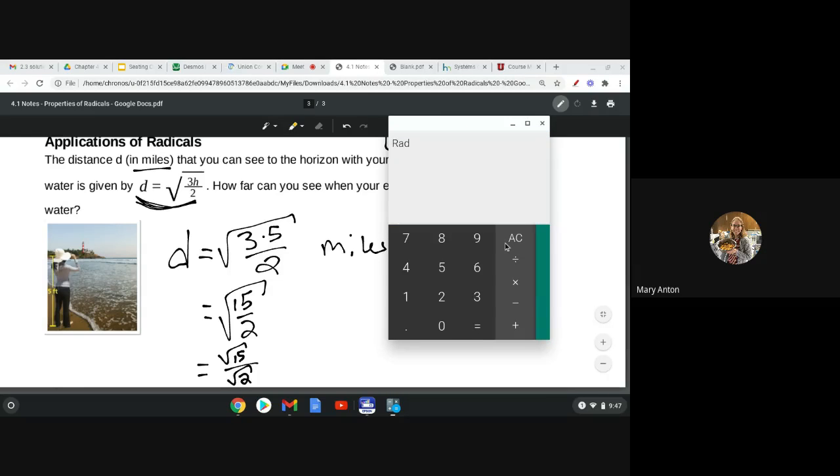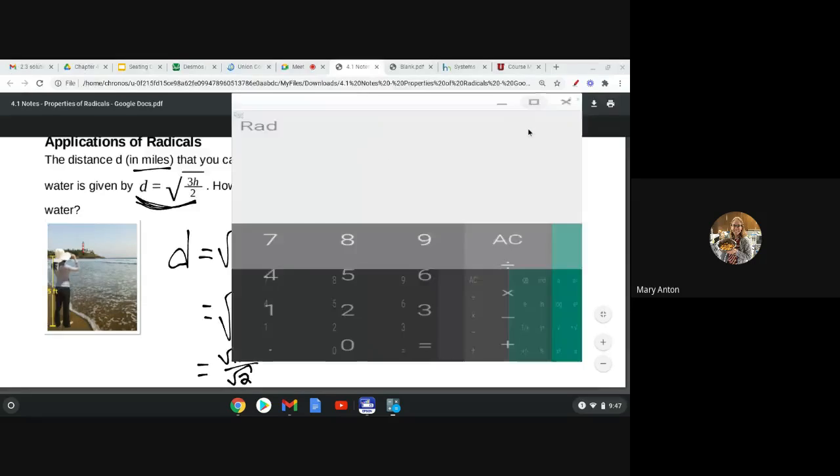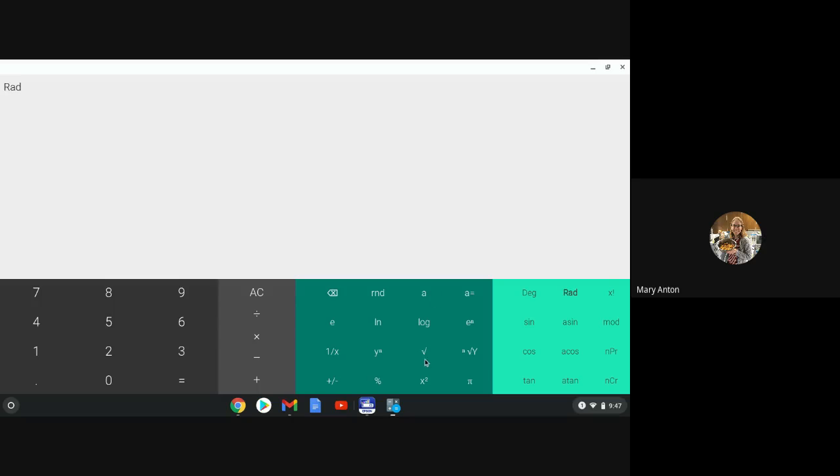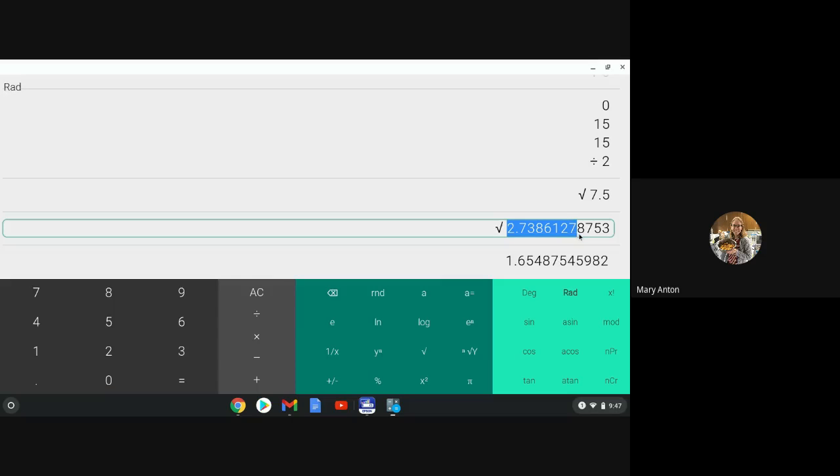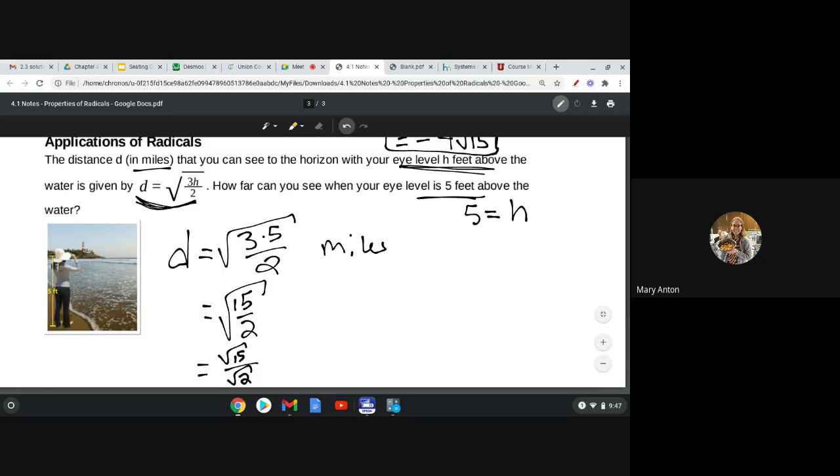All right, y'all. How do you do a square root on this thing? Ooh. So we want to do the square root of 15. Is it 15 over 7? No, it's not. 15 over 2. And then if I just click the square root symbol, does it automatically find that? Oh, cool. Oh, sorry, I accidentally clicked it again, but it's this number, right? All right, so 2.74 miles-ish. So this is about 2.74 miles. That's about how far we can see. Pretty cool, huh?